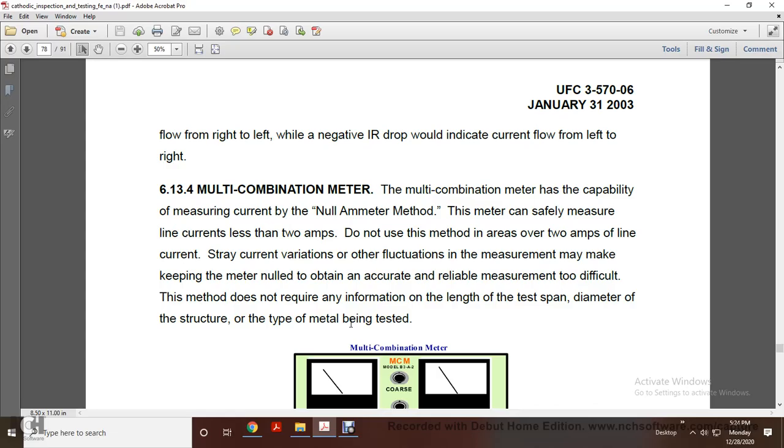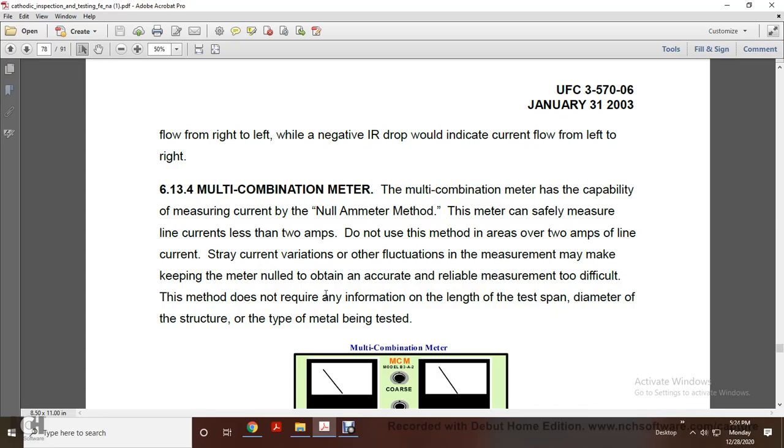6.13.4, multi-combination meter. A multi-combination meter has the capability of measuring current by the null ammeter method. The meter can measure line current up to 2 amps, but do not use the method for more than 2 amps of line current. Steady-state current variation or fluctuation measurements may be made by keeping the meter null to obtain accurate, reliable measurements.